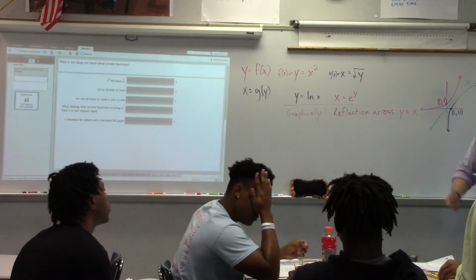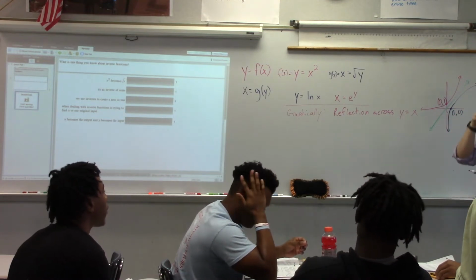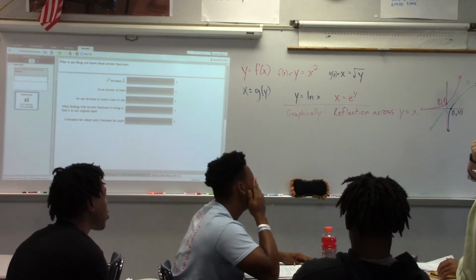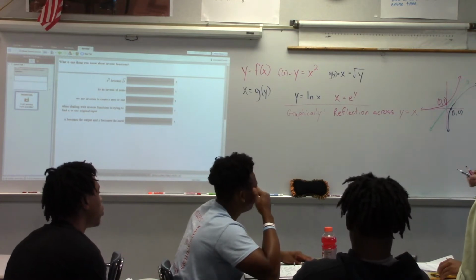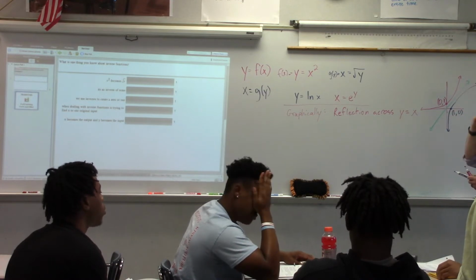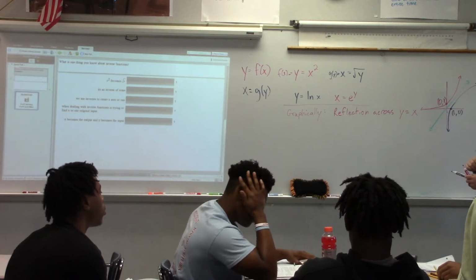They switch. Because we're reflecting across that line y equals x, everything about the x and the y switch, right? And so we'll go into more detail about that later, but that's an important thing to note about inverse functions, as they are that reflection across y equals x.